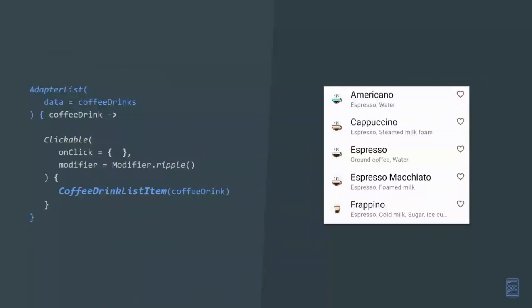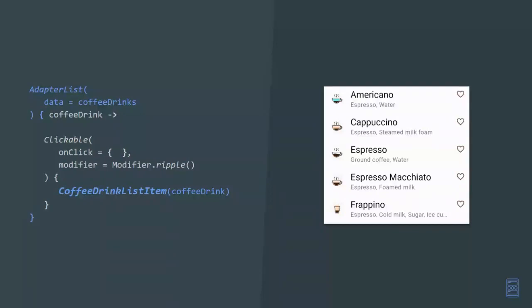So right now we have all our items. And what is our next step? Our next step is to put many items together. For creating a list of items, we can use an adapter list, which has a mandatory parameter. It's data, a list of any data which we want to show. And later on, we can use our function. We can put our coffee drink list item function as a composable parameter. It's usually the last parameter.